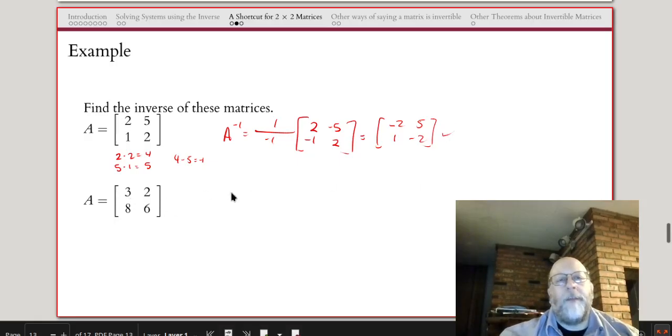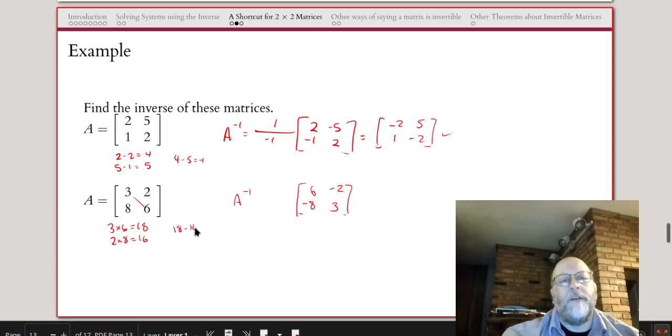In the second example, the 3 and the 6 will switch places. The 2 and the 8 will switch signs. And then we have to figure out what we're going to divide by. So 3 times 6 is 18. 2 times 8 is 16. 18 minus 16 is 2. And so we'll multiply by 1/2.